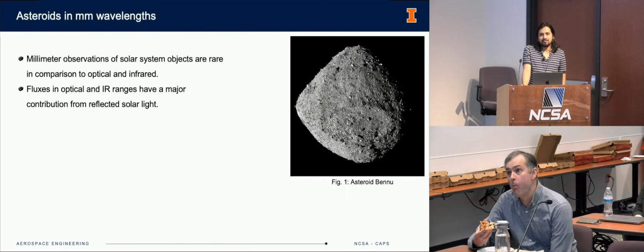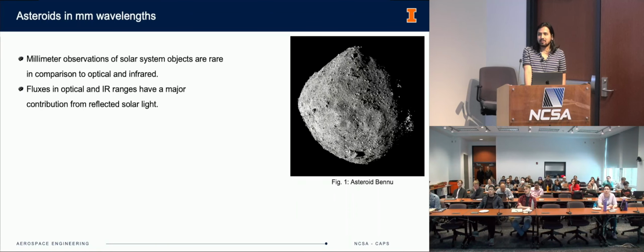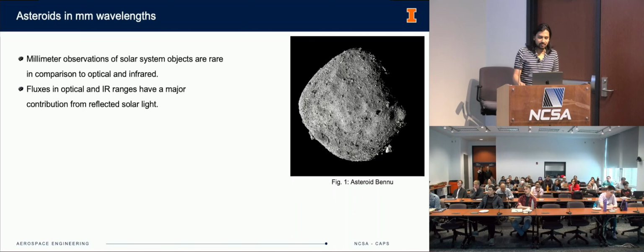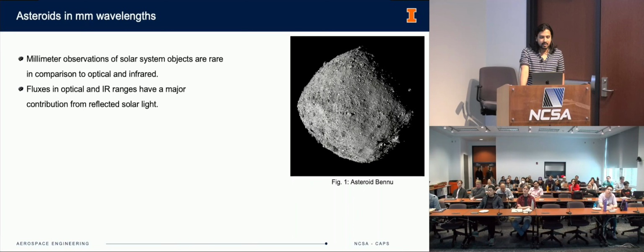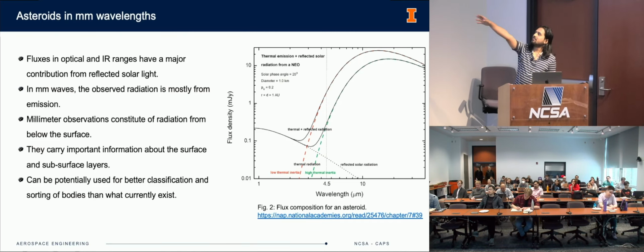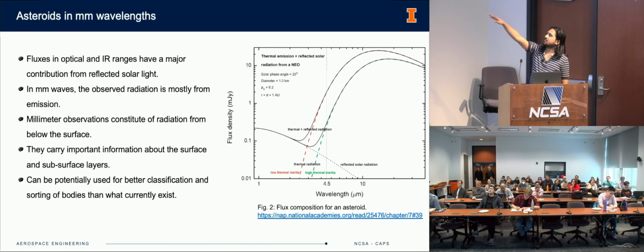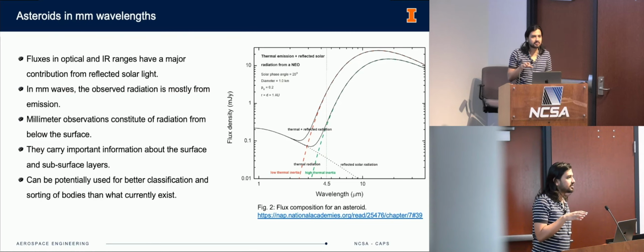Asteroids have generally been observed in IR and optical wavelengths, but people haven't looked at them in millimeter waves that much. The flux that we see in IR and optical constitutes both the reflected solar radiation and the thermal radiation from the asteroids. But you can see that even at 10 microns, the reflected solar radiation goes down, and it's mostly the thermal radiation coming from those asteroids. So at millimeter wavelengths, it's almost exclusively the emission from that asteroid.